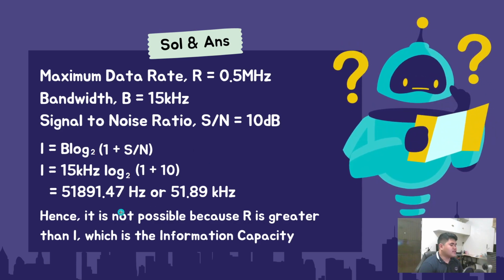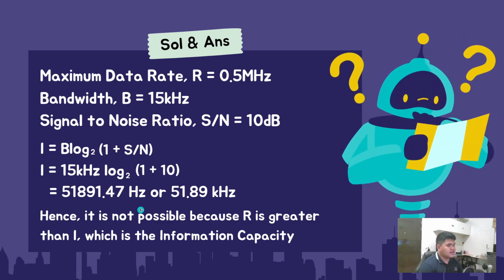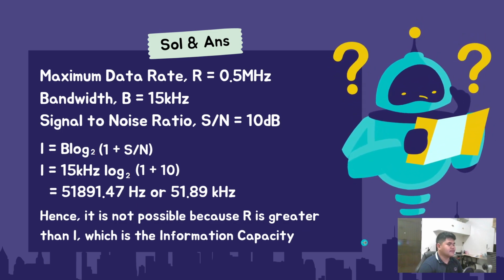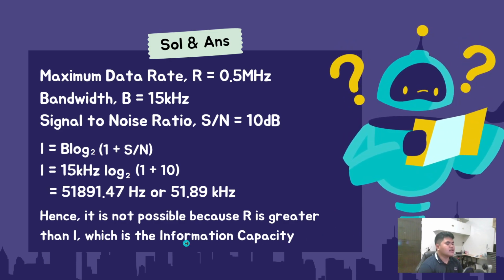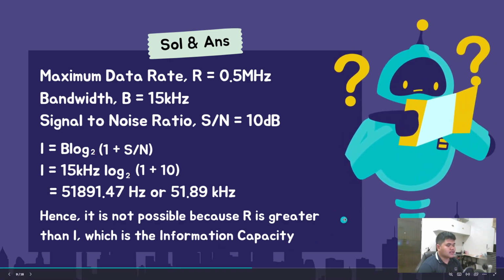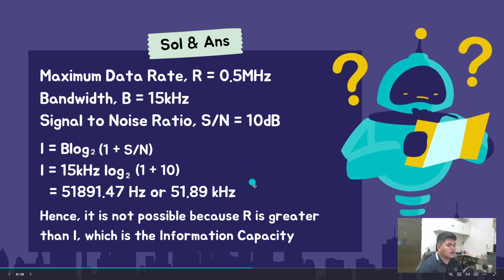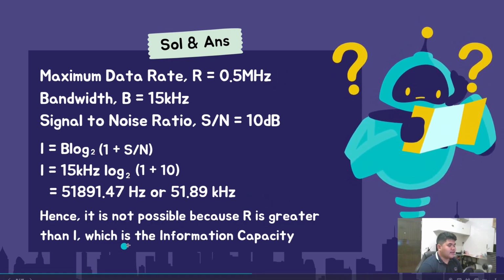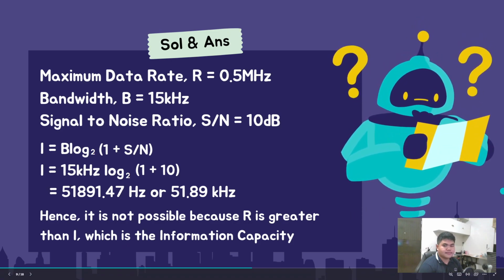We arrived at an answer of 51,891.47 Hz or 51.89 kilohertz. Hence, we can conclude that it is not possible because R, which is 500 kilohertz, is greater than I, which is the information capacity.